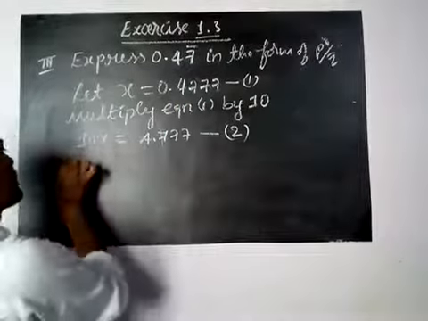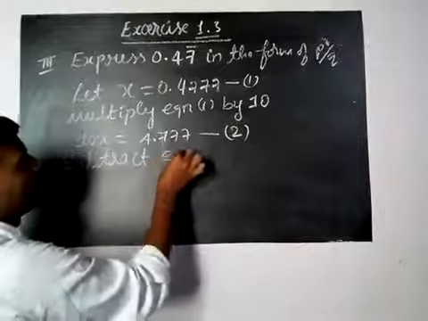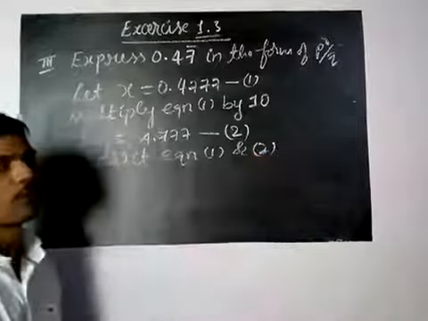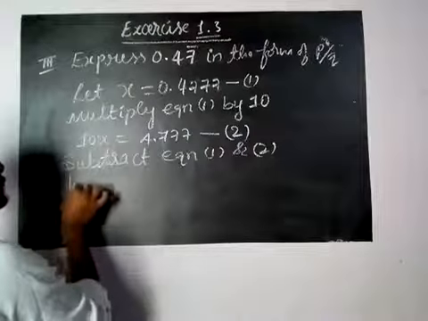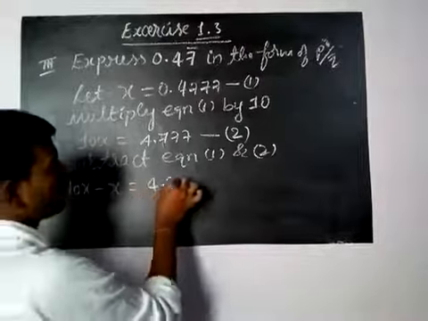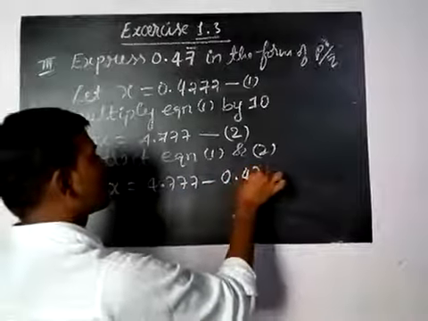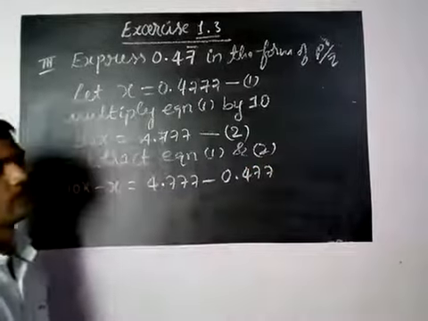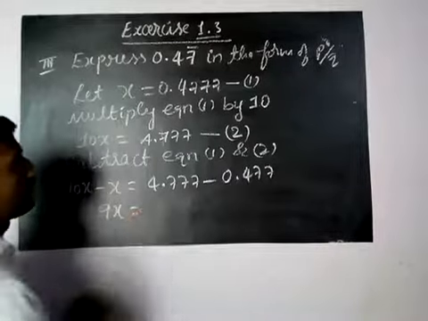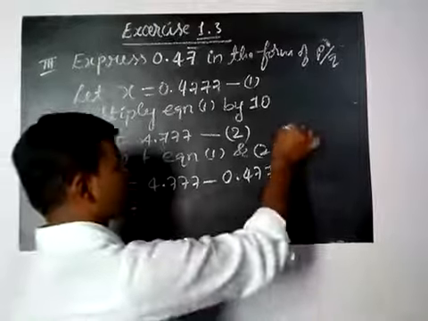Now subtract equation 1 and 2. 10x minus x is equal to 4.777... minus 0.477... Okay, next, 9x is equal to what we have. Subtract this one.